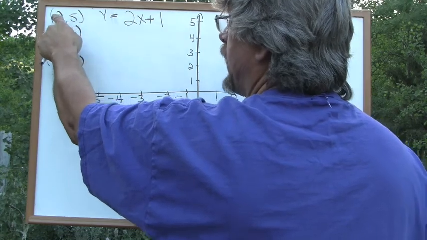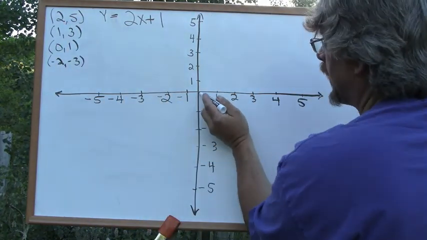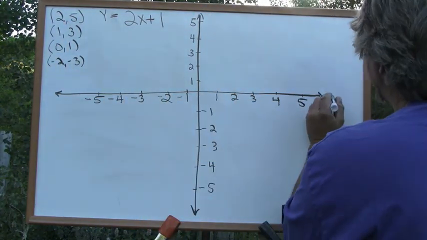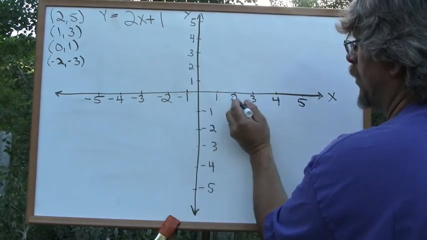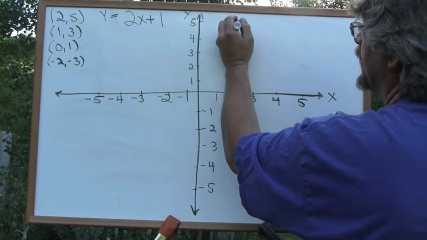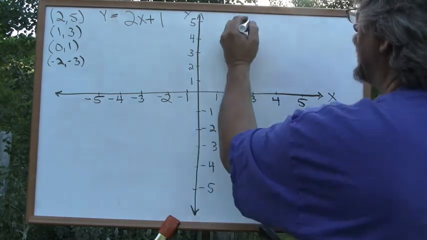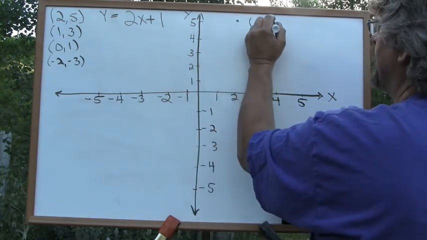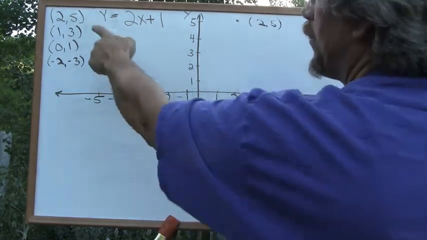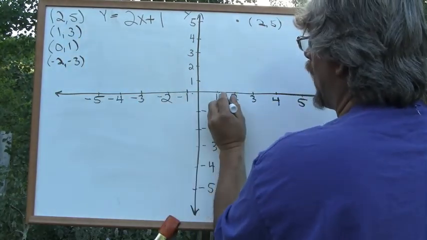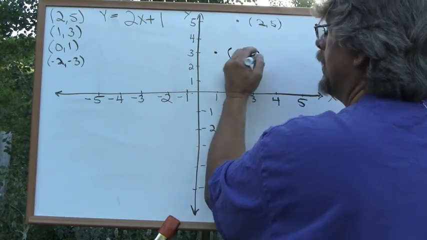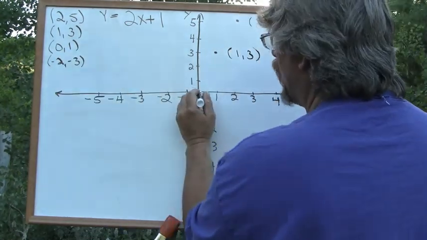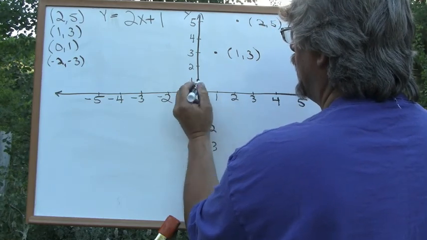So the x coordinate of 2 and 5. We come over here 2 on the x-axis. This is x, this is y. We come over 2 and we go up 5. So there's the 1 point, 2 and 5. And then we're given 1 and 3. We come over 1 on x and up 3. There's 1 and 3.